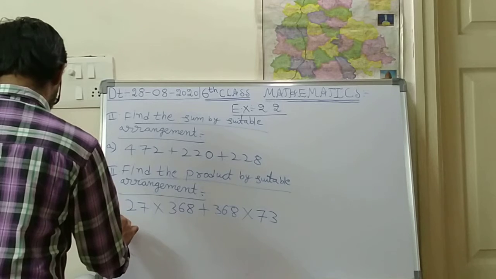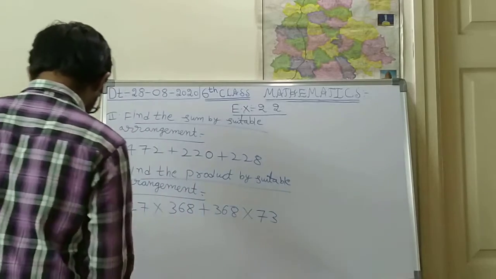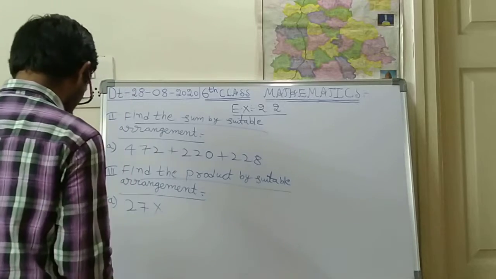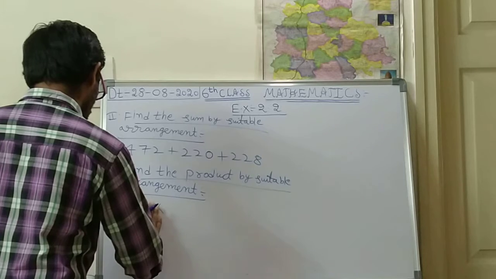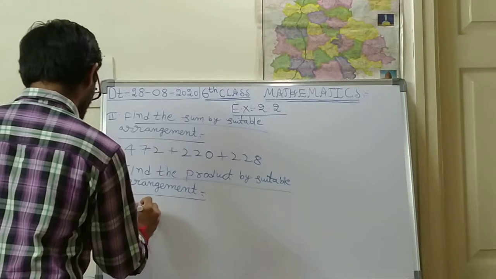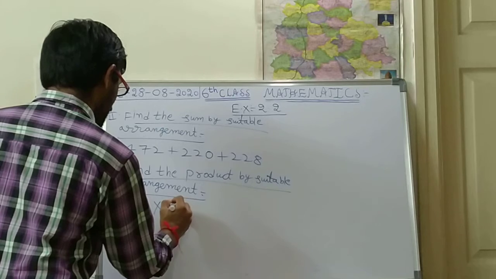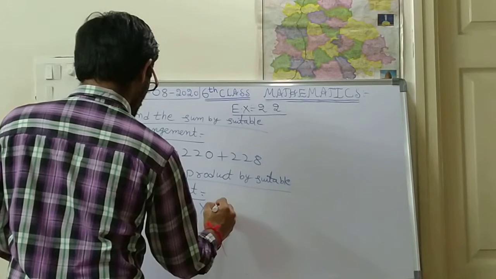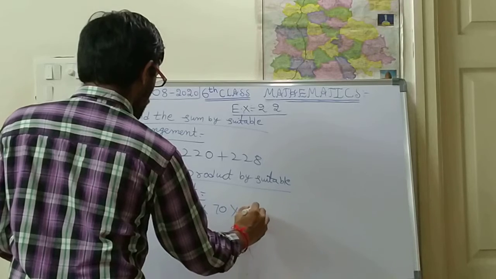Next, okay. Only product, no? Into 36 into 70 into 25.